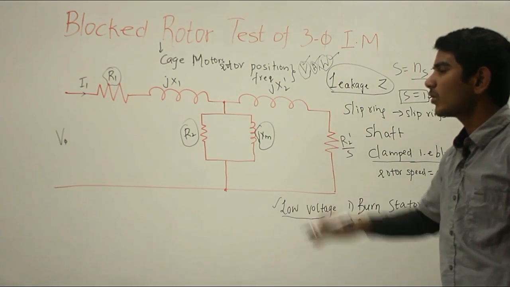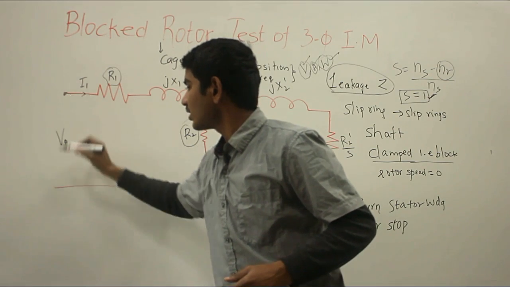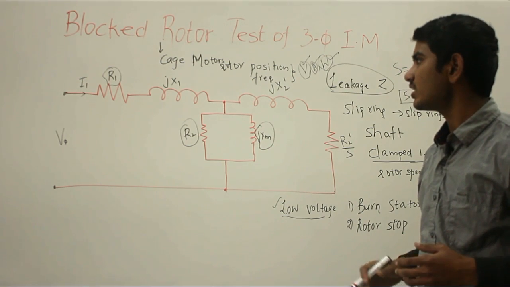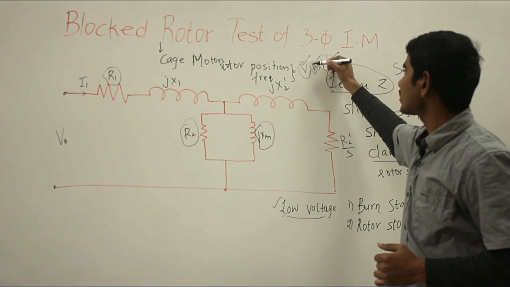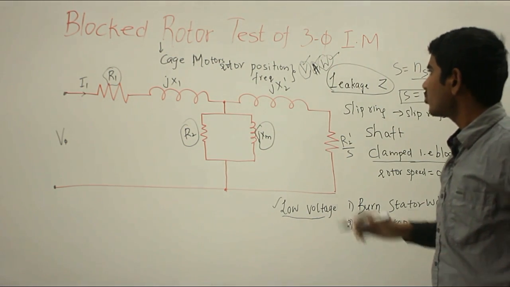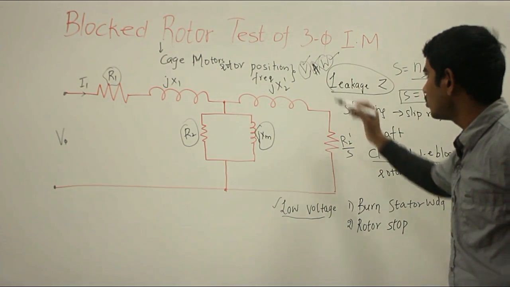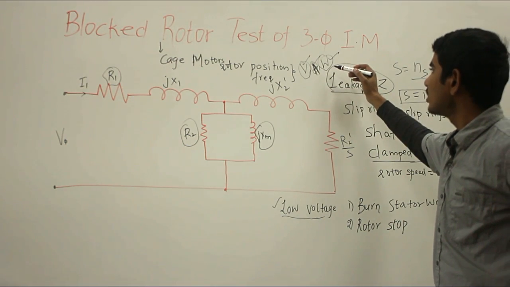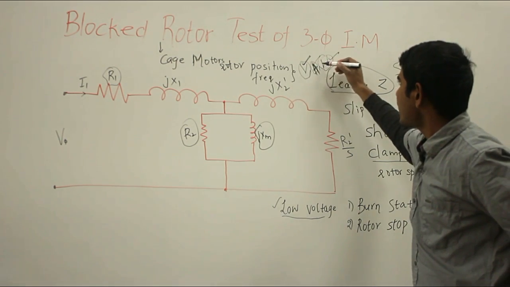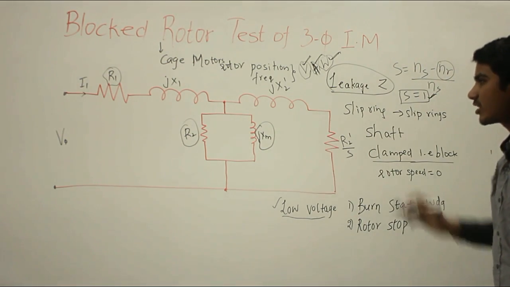While performing this test, you have to gradually increase your stator voltage, to a point where you can see the rated current in your ammeter. Once you see the rated current in your ammeter, you can note down the values of your voltmeter, ammeter and wattmeter, so that you have the corresponding low voltage, short circuit current and the power flowing in the circuit.